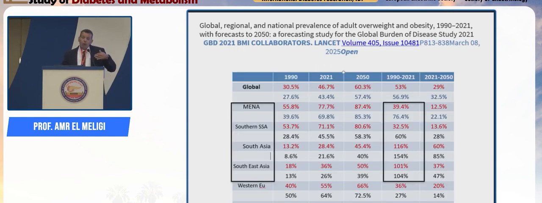This slide shows the rate of growth of obesity in different regions of the world. As we see, in Southeast Asia, the rise of obesity is more than 100% between 1990 and 2021, in South Asia and Southeast Asia. In southern sub-Saharan Africa also, the rate of rise of obesity is high, and in the MENA region the rate is high also, 39% in men and 76% in women. Most of the countries in these regions are either low-income countries or middle-income countries.